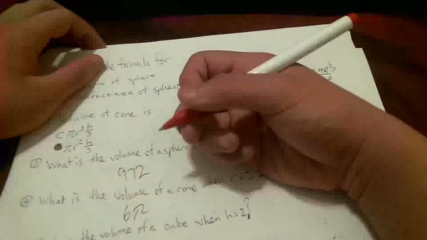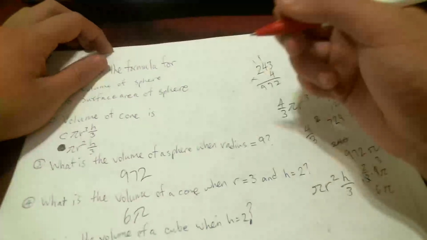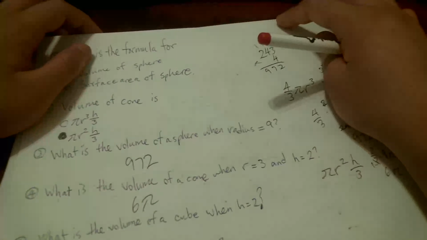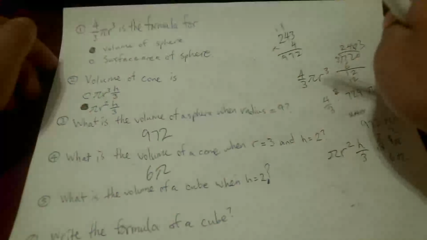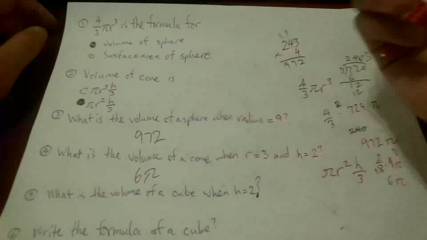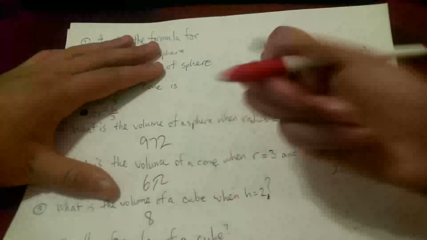Alright, let's do the next one, which asks, what is the volume of a cube when h equals 2? When h equals 2, we would have the width and the length as 2 as well. So we would have 2 times 2 times 2, which would equal 2 cubed, which equals 8. So that would be your final answer.